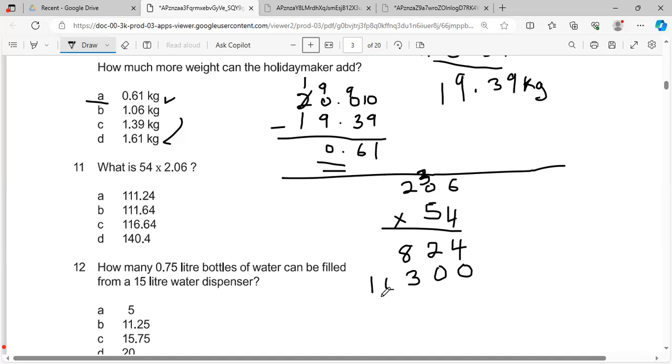Everybody agree with that so far? Yes, sir. So 8 and 3, 11. 1 carry 1. Originally, how many decimal places did we have? 2. So that means we should have 2 decimal places. Yes, you guys were correct. Good job. Good job.